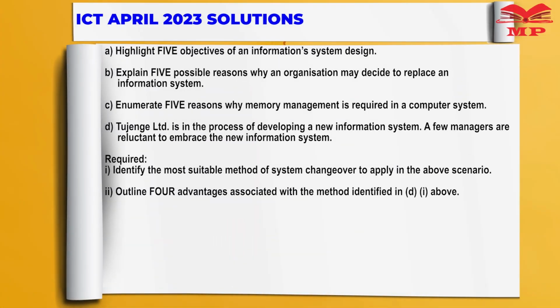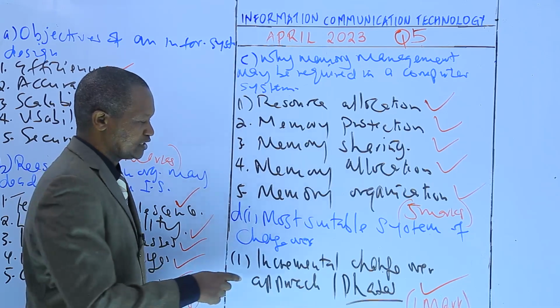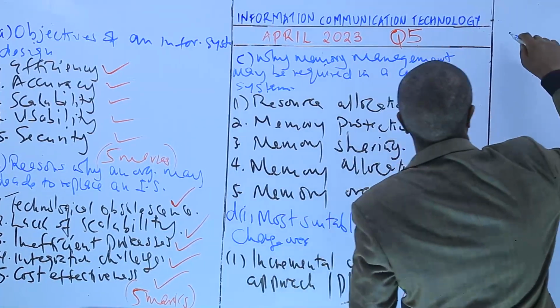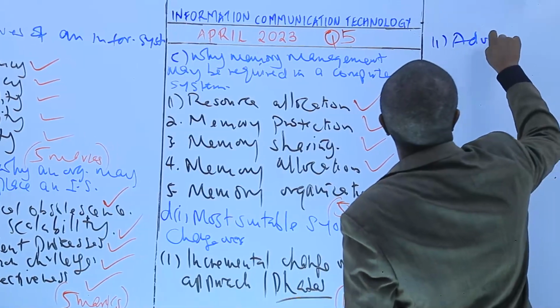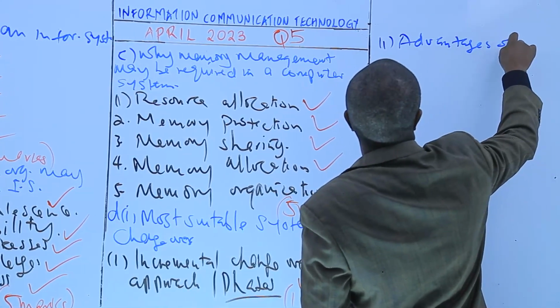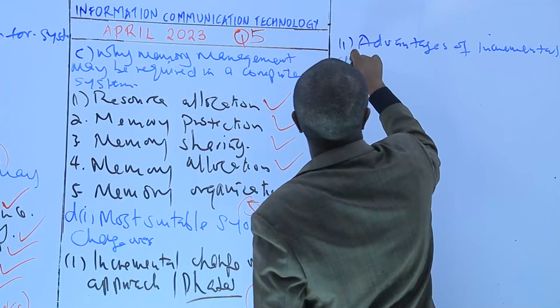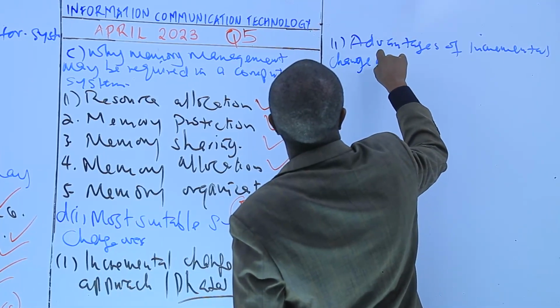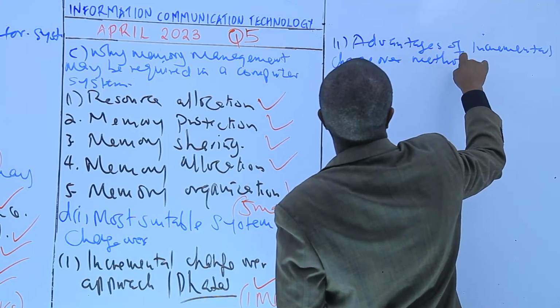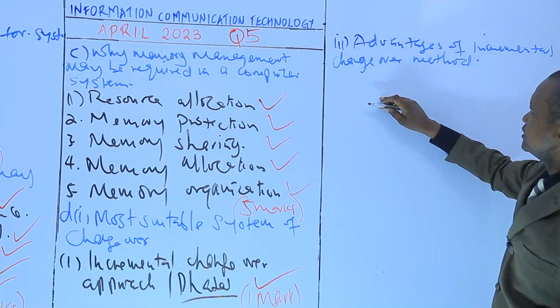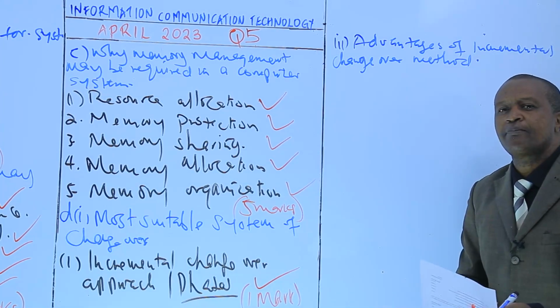Roman 2, outline 4 advantages associated with the method identified in D1 above. What are the advantages associated with incremental change? Advantages, Roman 2. Advantages of incremental change over method.